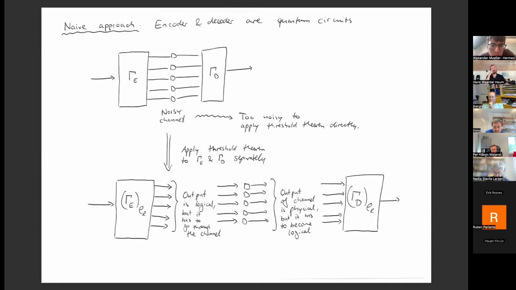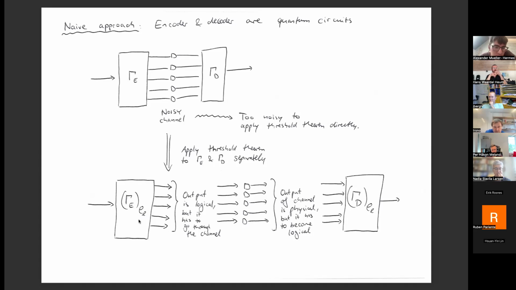This noisy channel, as I said, will usually be too noisy to apply the threshold theorem. So if you want to build a communication line, you don't want to restrict it to the nanometer scale of your quantum computer, right? You want to make it very long. So we cannot apply the threshold theorem to the entire scheme. What we maybe could do is apply the threshold theorem to the encoding circuit and the decoding circuit.